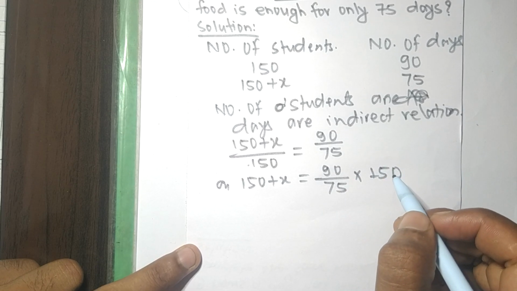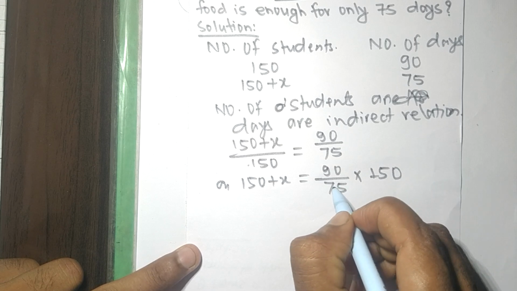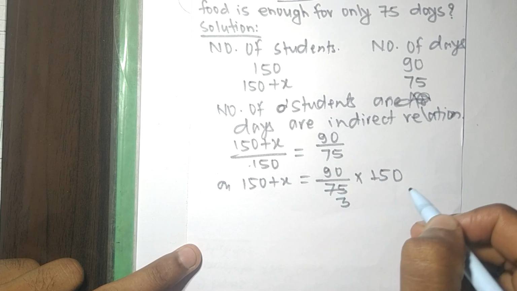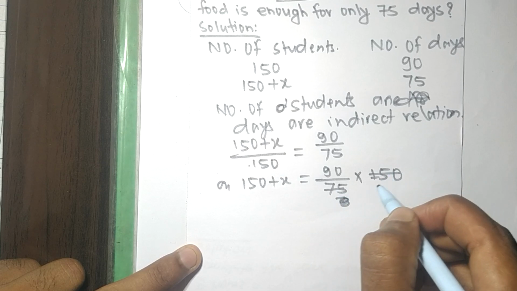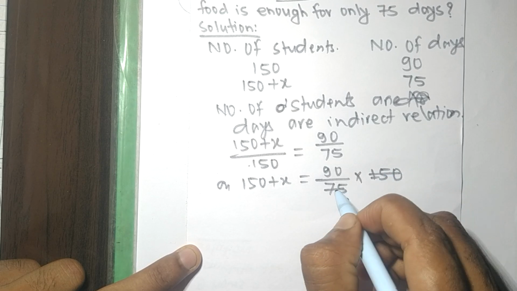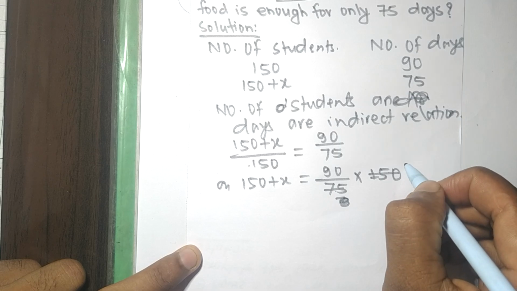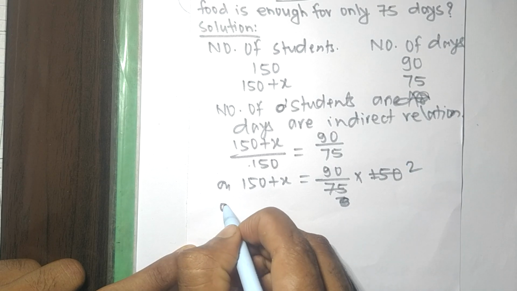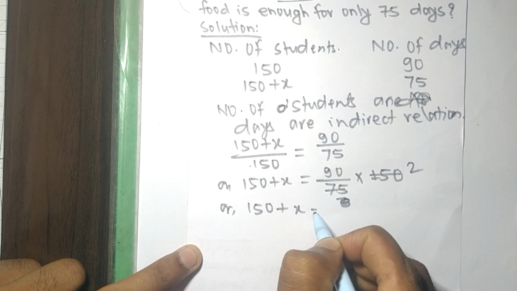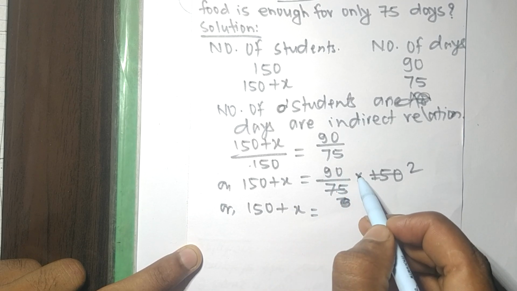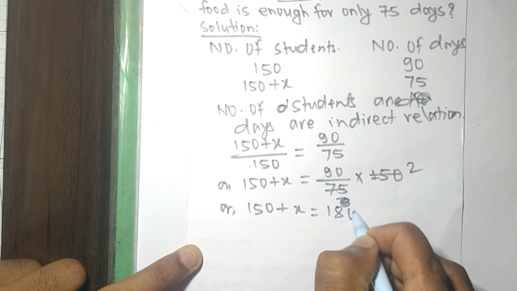So now we can cancel. So 25 times 3 means 75. 75 we can directly cancel. 150 divided by 75, we get 2. So now 150 plus x is equal to 90 times 2, which means it is 180.